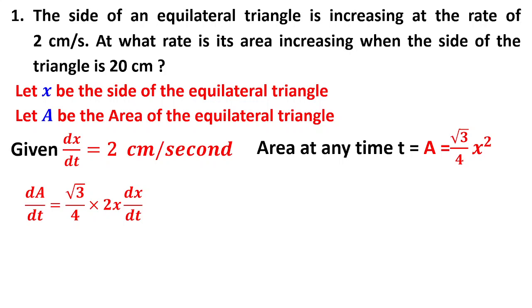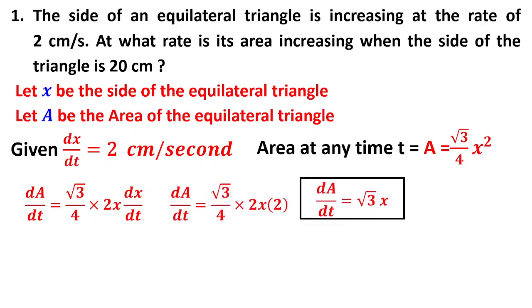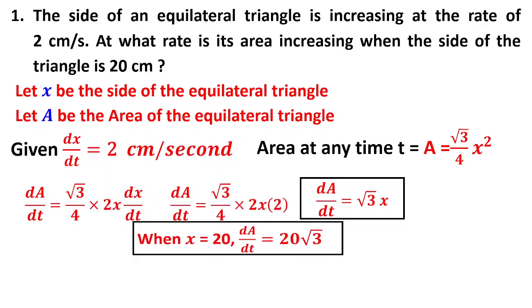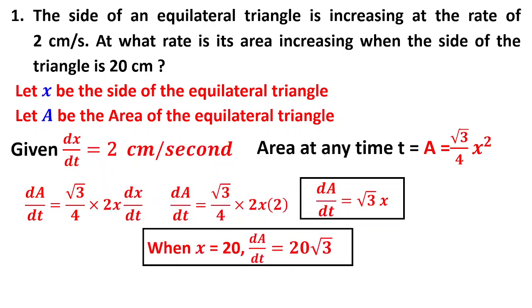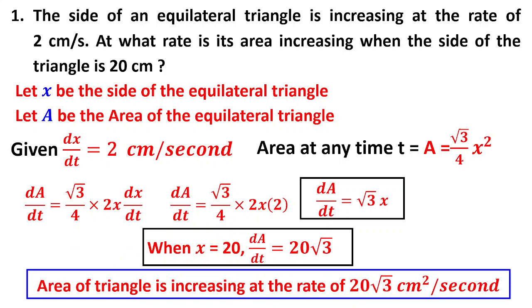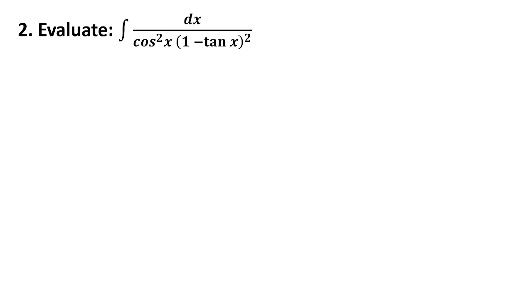Now I substitute dx by dt given in the question. It will become dA by dt is equal to root 3 x. This is a general formula for the rate of change of area. Now they want the rate of change of area when the side is 20, that is x is 20. When you put x is equal to 20, you will get 20 root 3. Therefore, the area of the triangle is increasing, because you are getting plus 20 root 3, therefore increasing at the rate of 20 root 3 centimeter square per second.